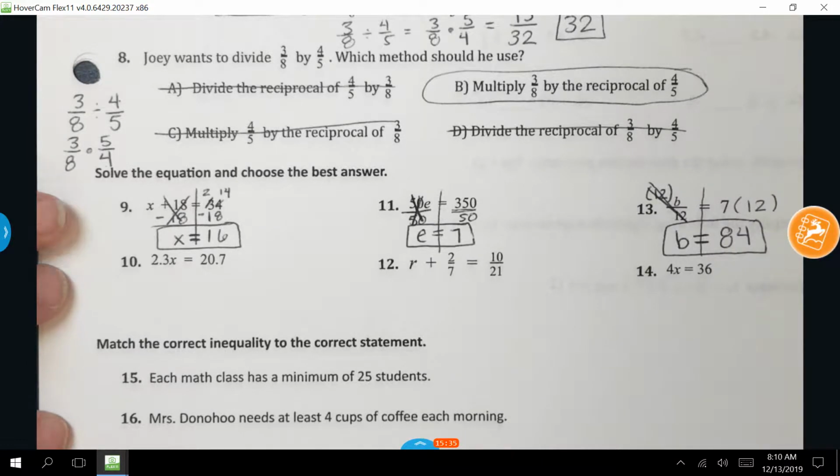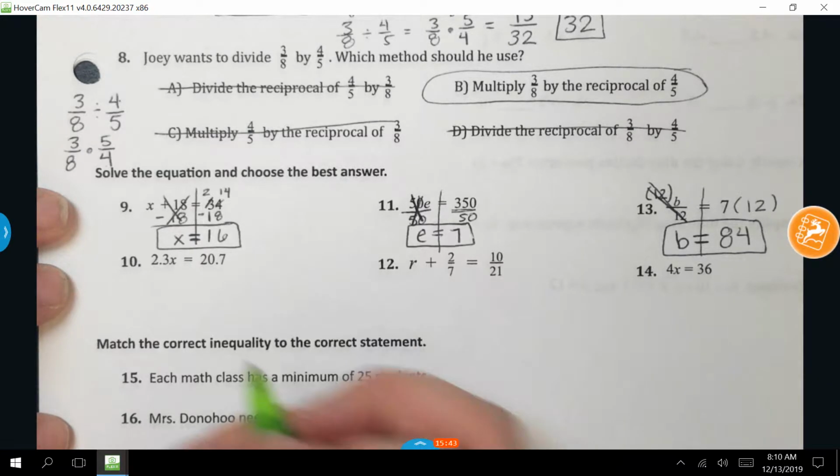Okay, are there any questions on those first, on 9 through 13? Wait, okay. 9, 11, 9, oh, I just realized I did not do that in the right order. Sorry. Thank you, guys. So 9, 11, and 13. All right, so let's keep going.